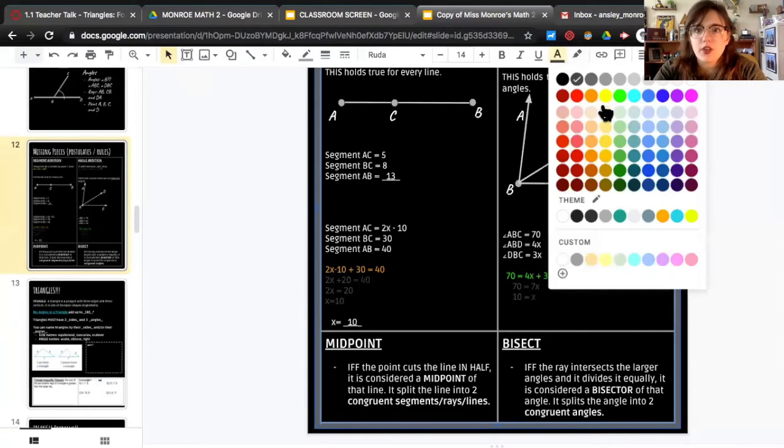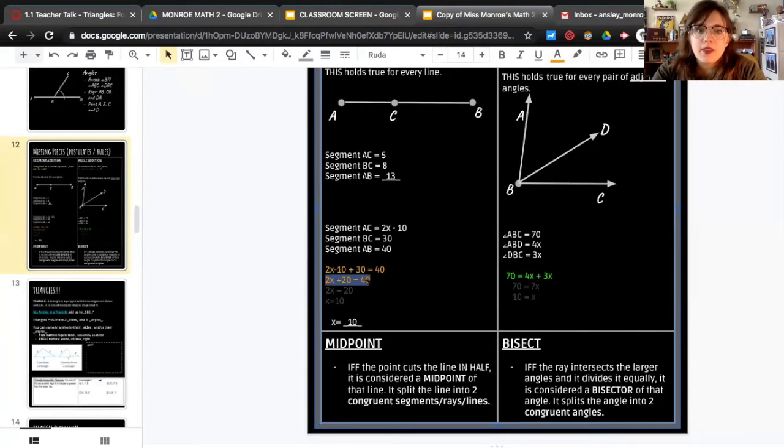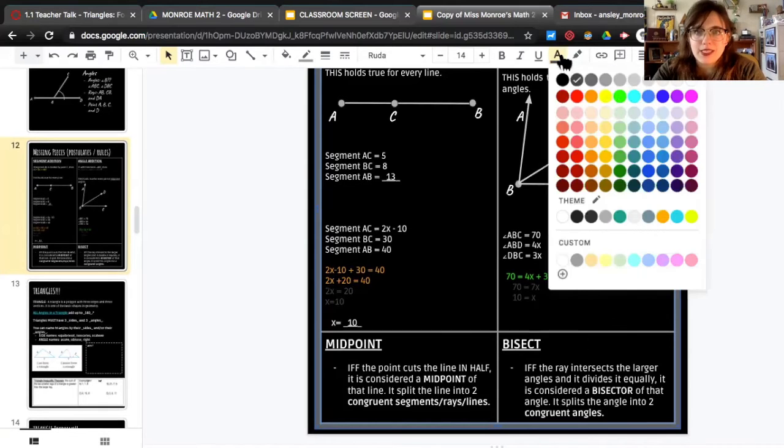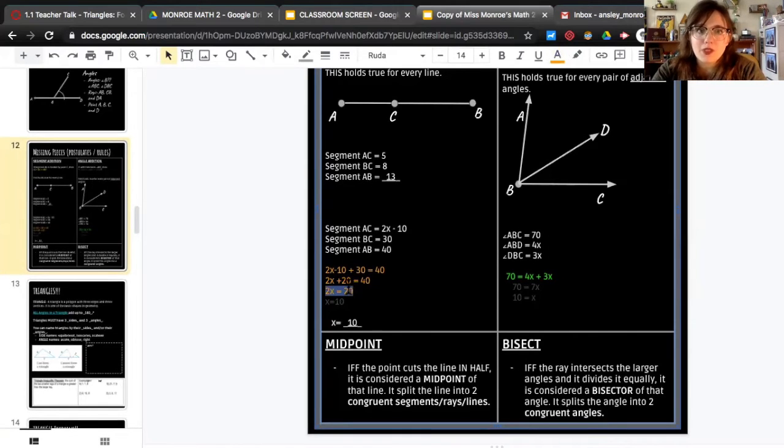Oops, we can change our color back to orange here. Then I have 2x plus 10 equals 40, because I added my negative 10 and my 30. Then I'm going to subtract that 20 over, and I'm going to get 2x equals 20, because 40 minus 20 is 20. Then I'm going to divide both sides by 2 to get x equals 10, and I have x equals 10 down here.